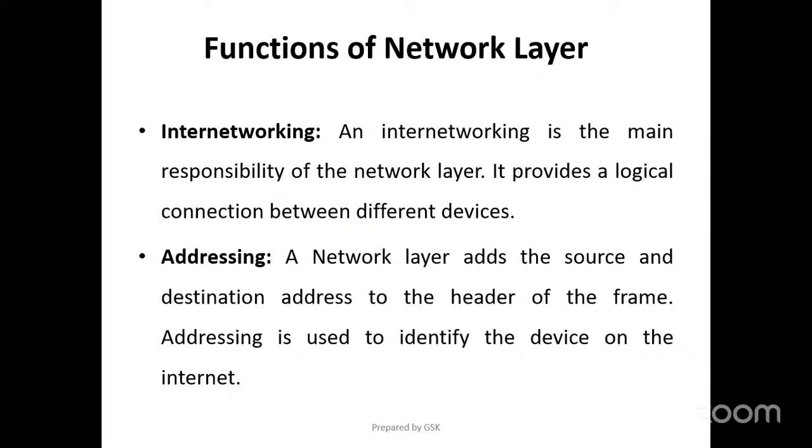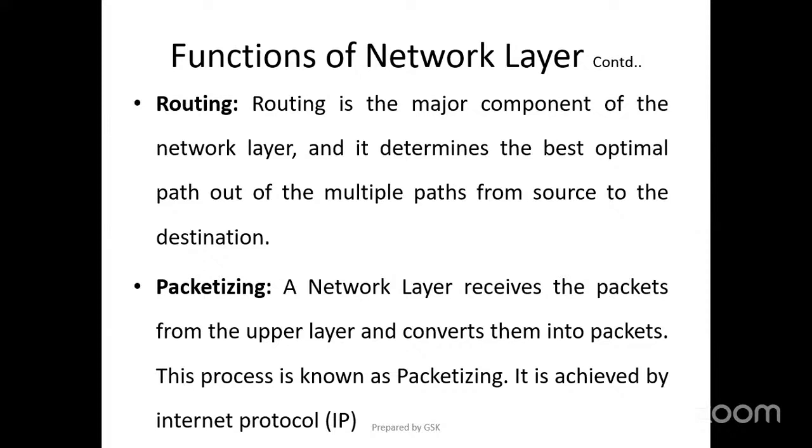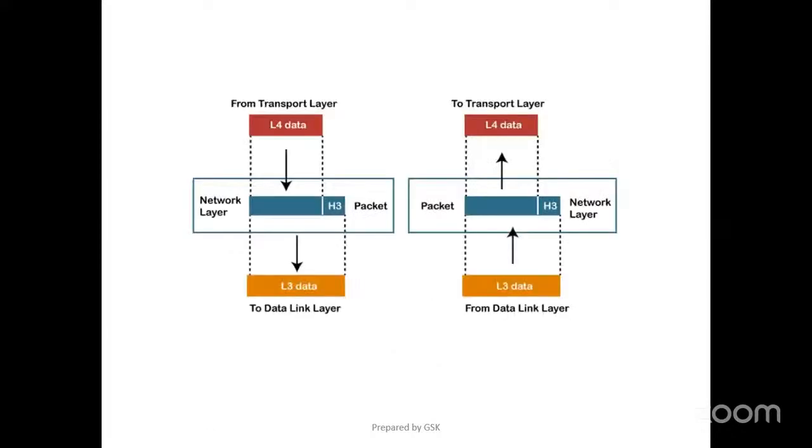Network layer: internetworking and addressing. Here the addressing is called logical addressing. If a device is connected to any network, that network must be identified with a logical address, which is nothing but the IP address. Then routing and packetizing. Whenever you send data through the network, it can reach the destination by different routes, but the network layer's responsibility is to find the best route to send your data. In the network layer, the data is in the form of packets.